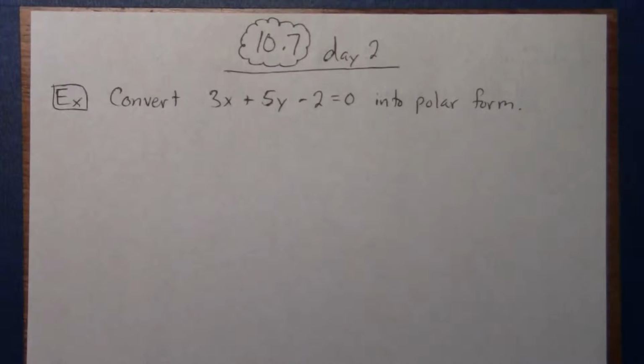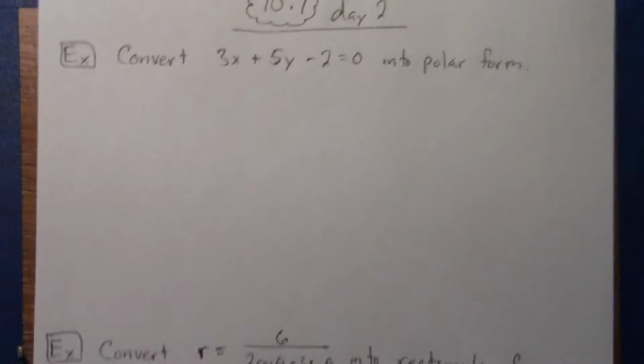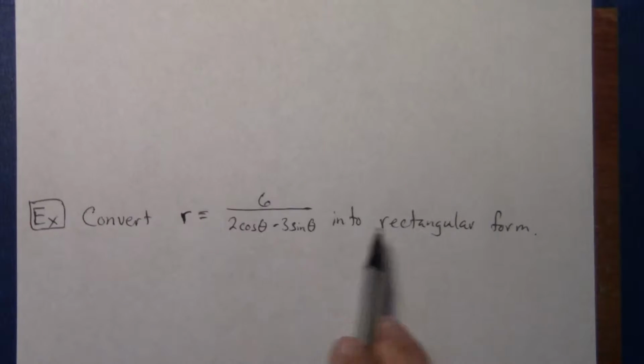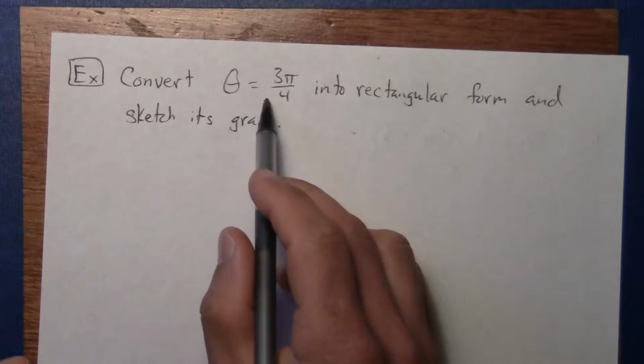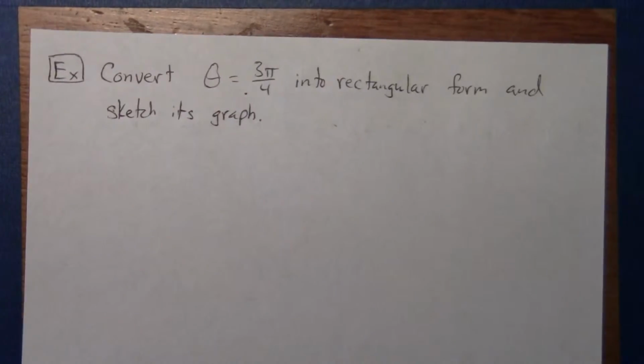In section 10.7 day 2, we'll take a look at converting polar and rectangular equations into the other form. So 3 problems today. We're going to take one equation that's in rectangular form and convert it into polar form, one that's in polar form and convert it into rectangular form, and then we'll convert this one that's in polar form into rectangular form, and we'll sketch the graph.